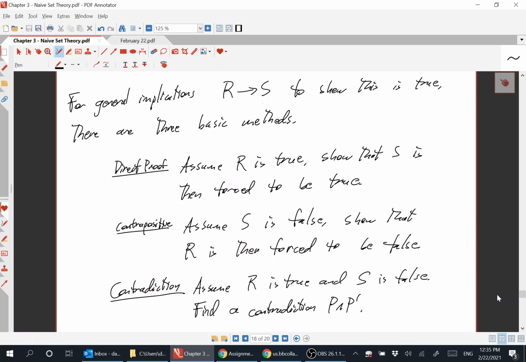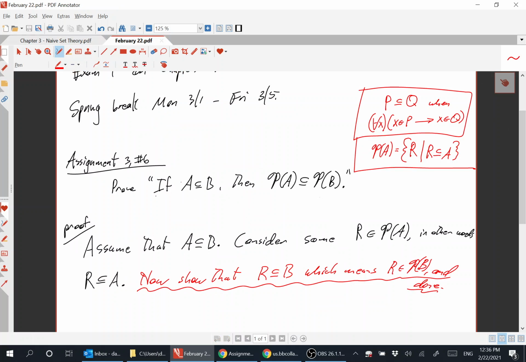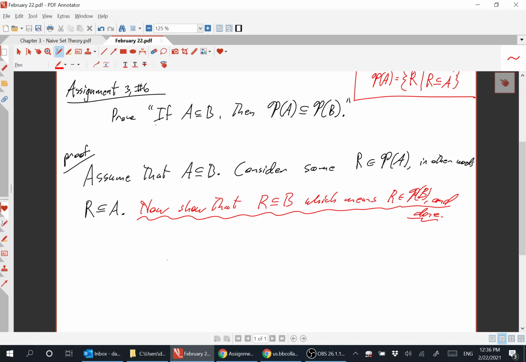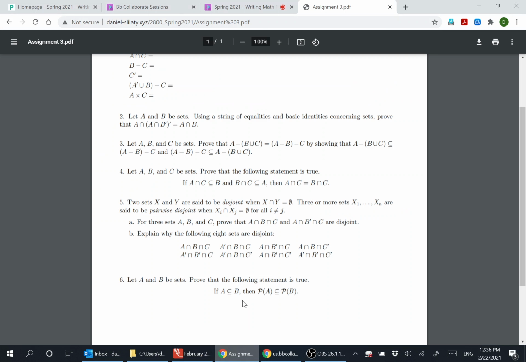When things are said very clearly and correctly with less justification, that's often enough. Okay. So, any other questions on assignment number 3? So that was number 6.